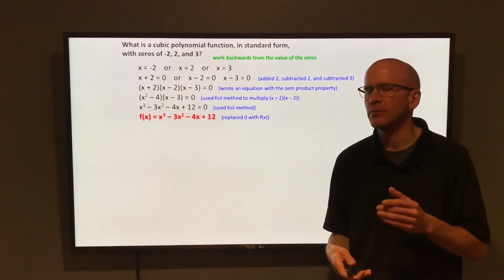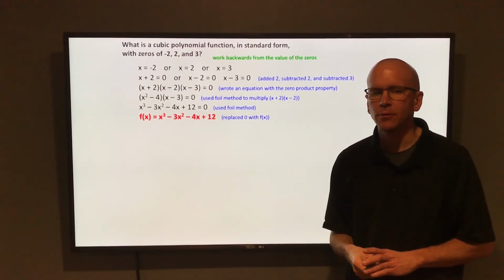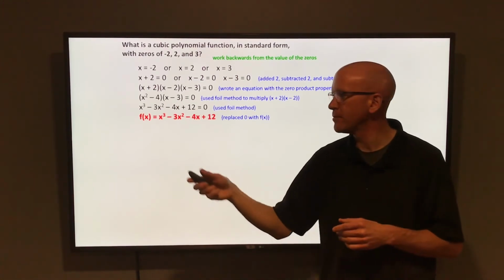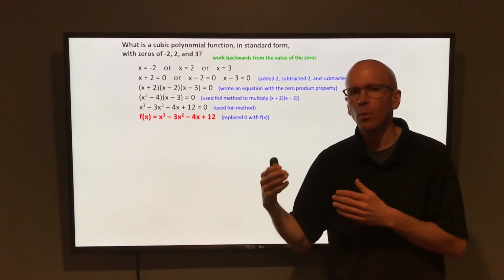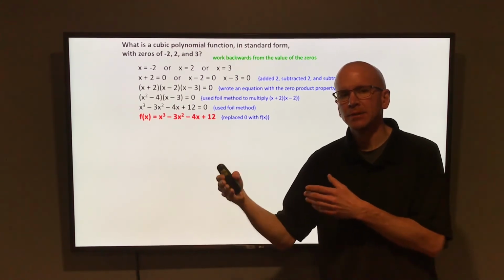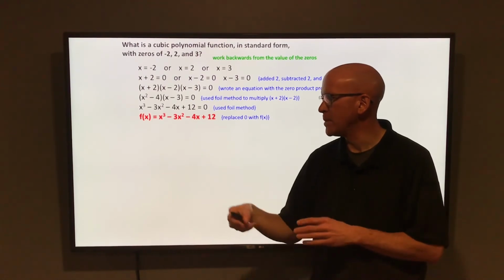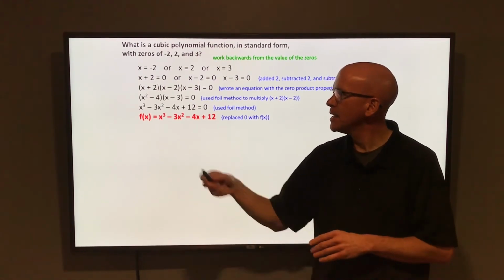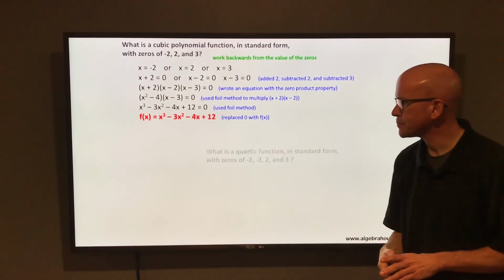Also the end behavior. Since you have x to the third out front, since that leading term is x to the third, the leading coefficient is positive, the degree is odd. Think about your linear functions. When you have y equals x, what's the end behavior on that? It's down on the left and up on the right. So the end behavior on that graph would be down on the left, up on the right, and it would hit the x-axis at -2, 2, and 3.